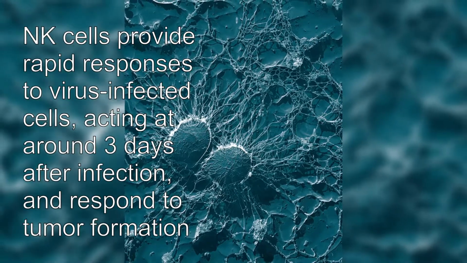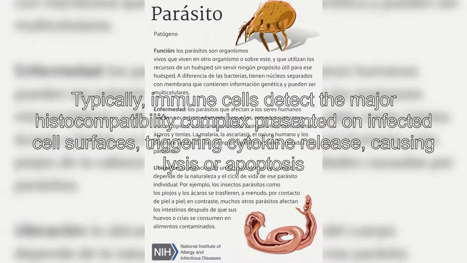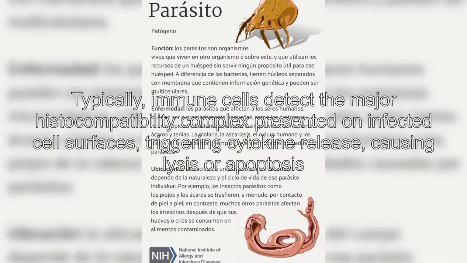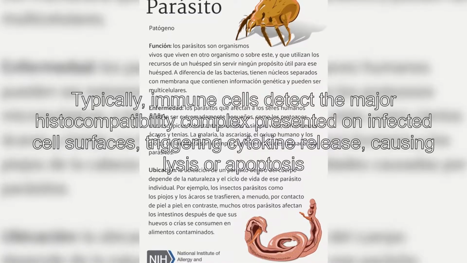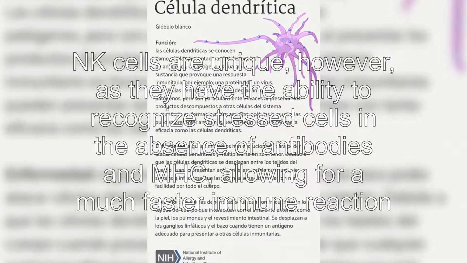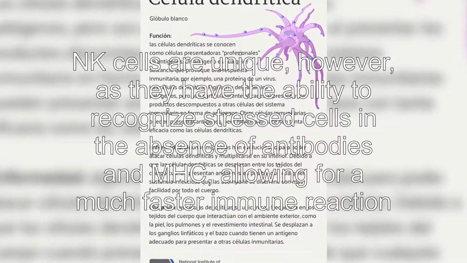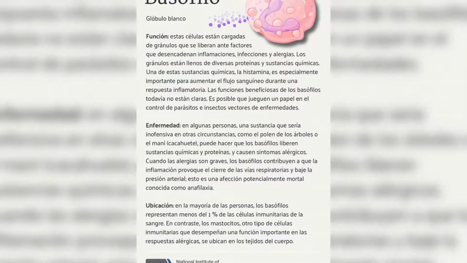Typically, immune cells detect the major histocompatibility complex presented on infected cell surfaces, triggering cytokine release, causing lysis or apoptosis. NK cells are unique, however, as they have the ability to recognize stressed cells in the absence of antibodies and MHC, allowing for a much faster immune reaction.